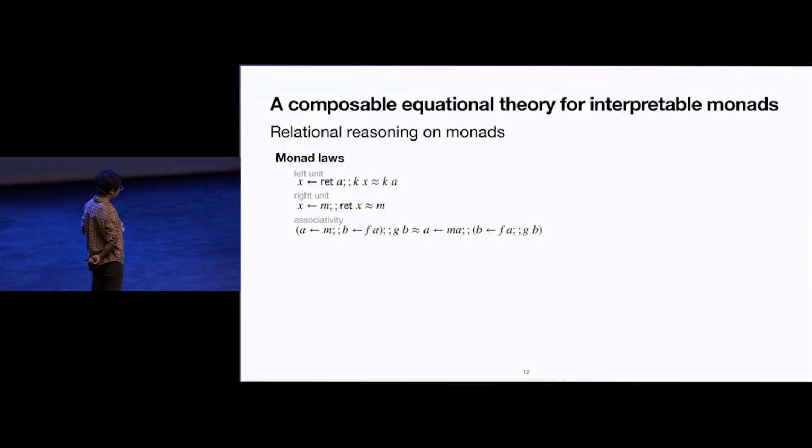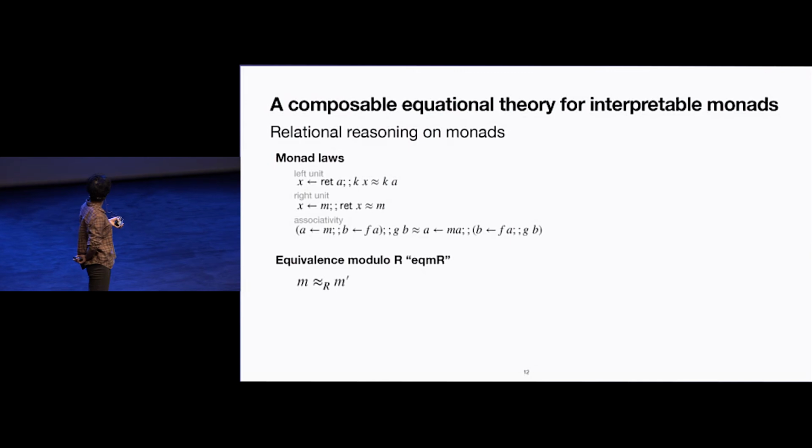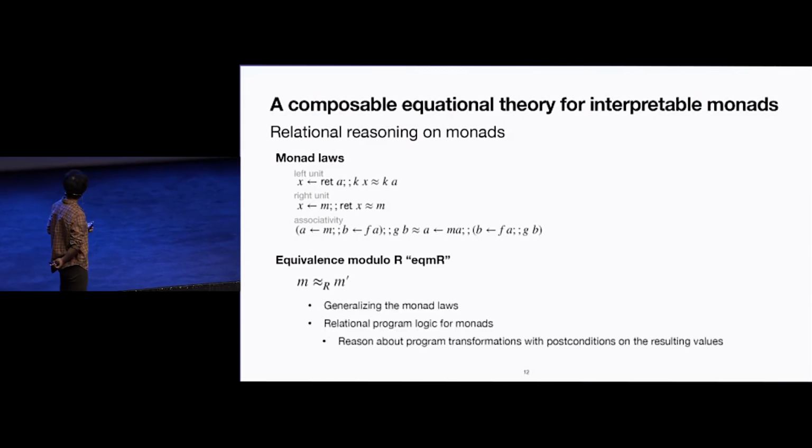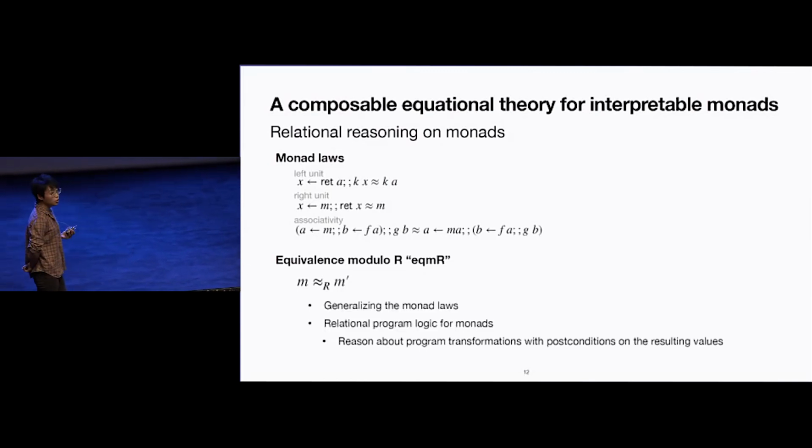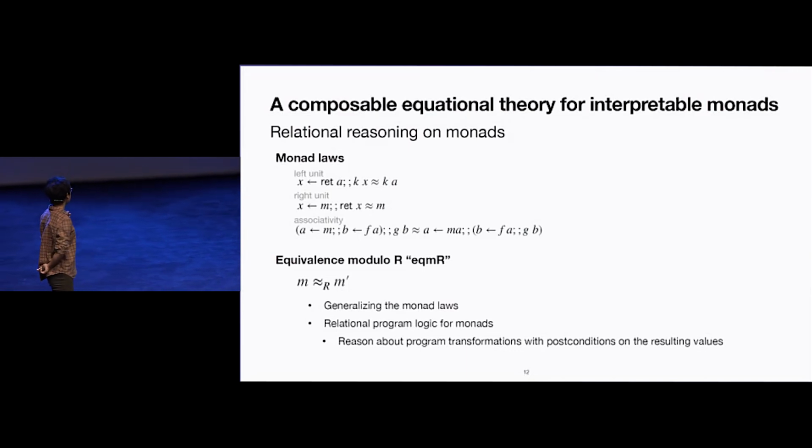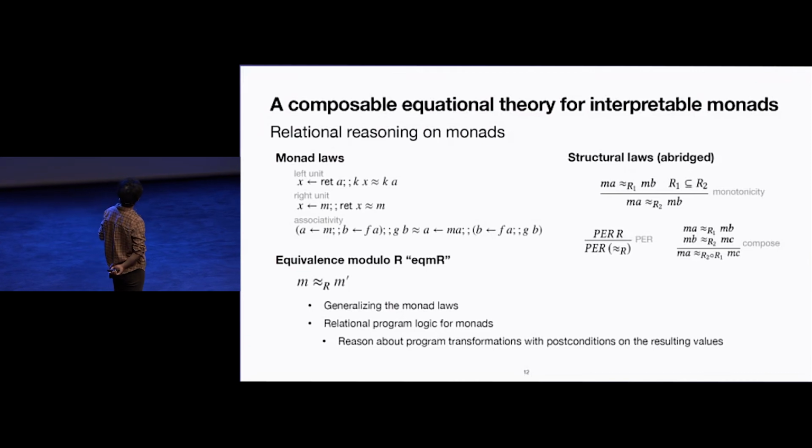And we introduce a relation called equivalence modulo R, or called EQMR, which is an equational theory for monads with a parametrized relation R. So this not only generalizes the monad laws, but it offers a relational programming logic for monads. So in practice, we can reason about program transformations with postconditions on the resulting values, where that R is your postcondition on the resulting values.